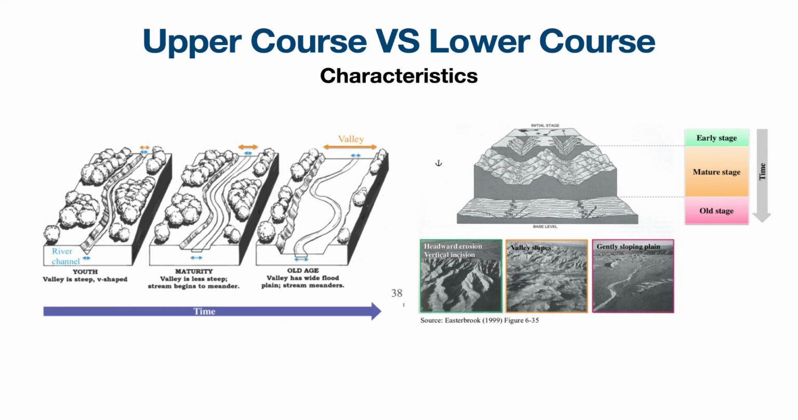You can ignore the middle course because middle course is just in the middle, not much useful. There's not that many questions asking about the middle course at all. So it's either upper course or lower course, and the characteristics are usually, not always, the opposite.